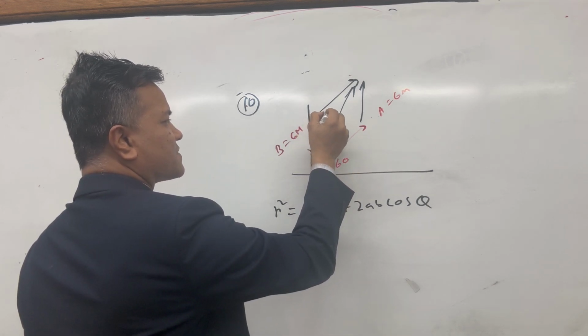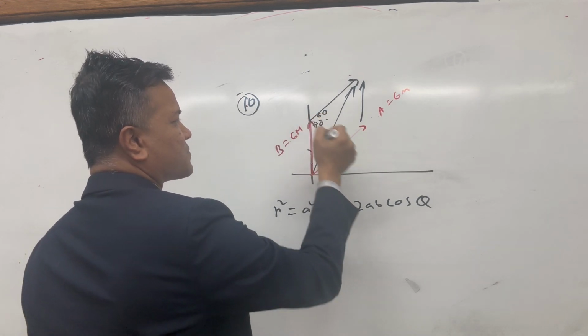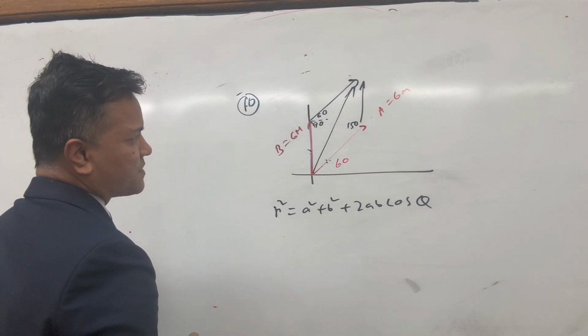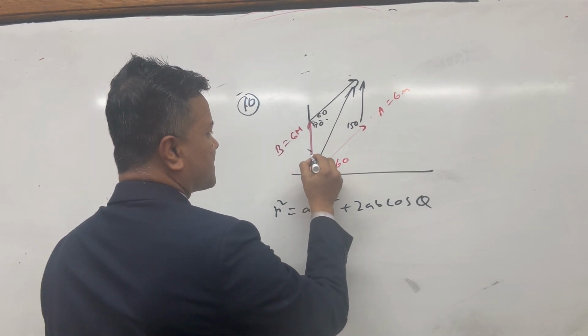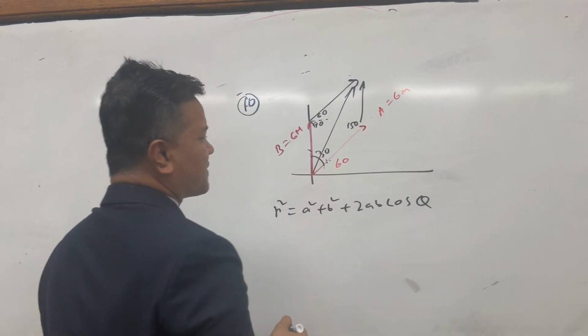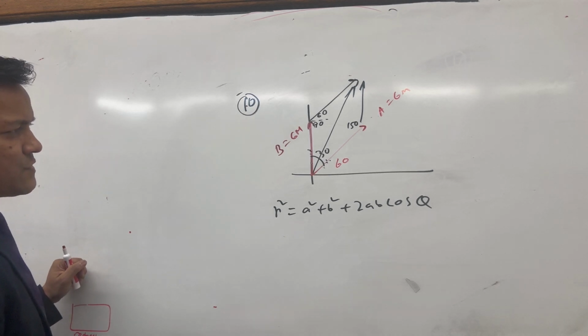So this is 60, so this is 90, so this is 150. If this is 150, this is 150. If that is 150, then this is 30. This one is 30. That's what you have to use, the angle between the 2 vectors, which is 30.